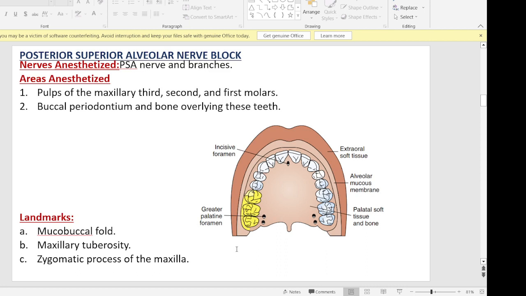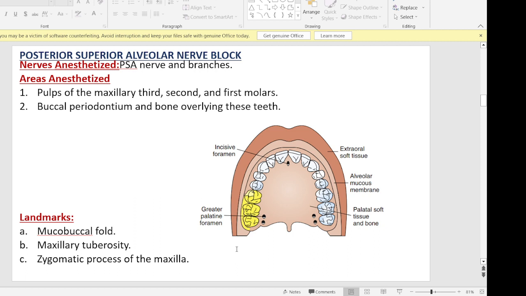In this, the nerves anesthetized are the posterior superior alveolar nerves and their branches. Areas anesthetized are pulps of the maxillary second, third, and first molars in 72% of cases, and in 28% of cases, the first molar gets anesthetized by the middle superior alveolar nerve block. The buccal periodontium and bone overlying these teeth also get anesthetized by the posterior superior alveolar nerve block.